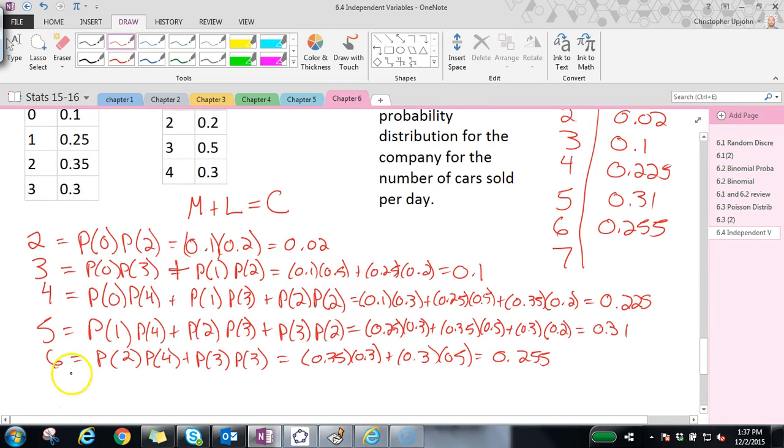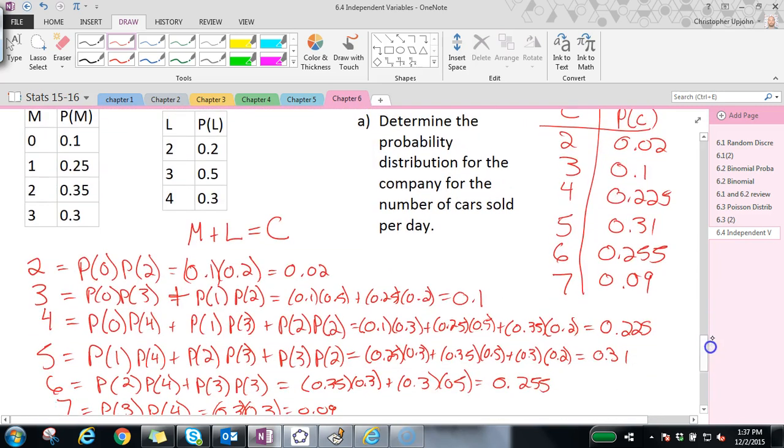And the last one, we can get 7 cars sold, and the way we can do that is if they both sell the most they can. That's 0.3 times 0.3, so 0.09. So there is our distribution. Now the reason it was tough is because we had so many different ways to get 4, 5, 6, and 3. We probably won't have that on the test, but that's our new distribution.